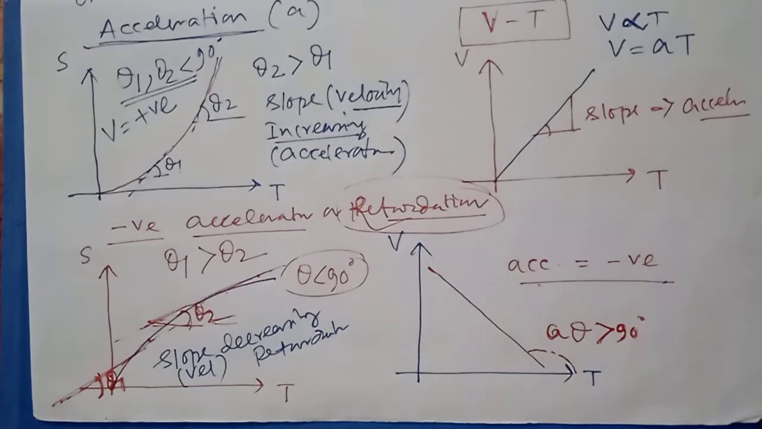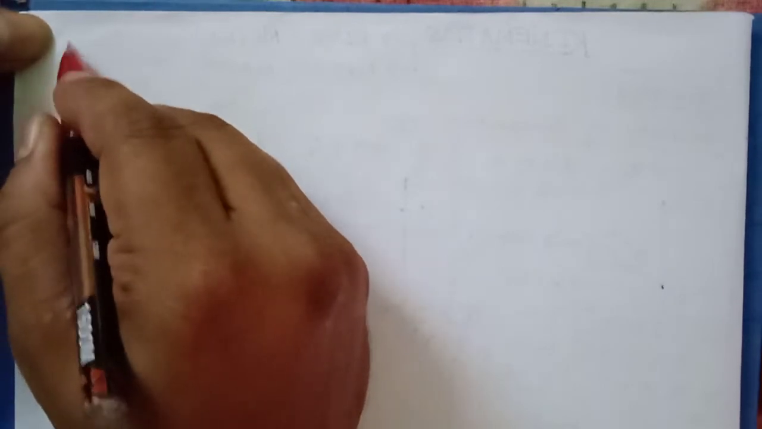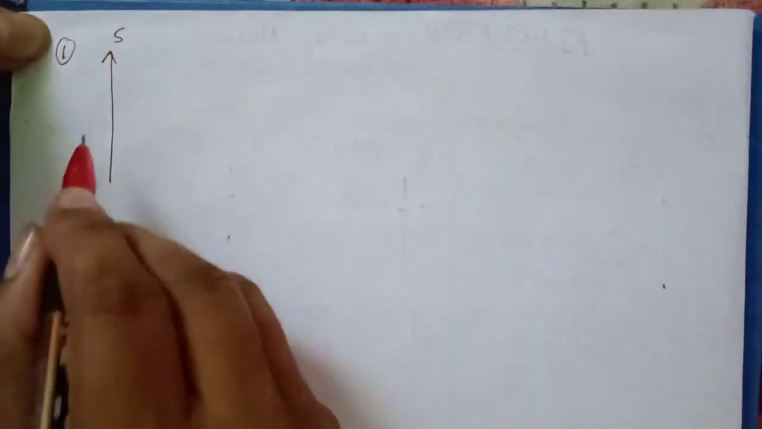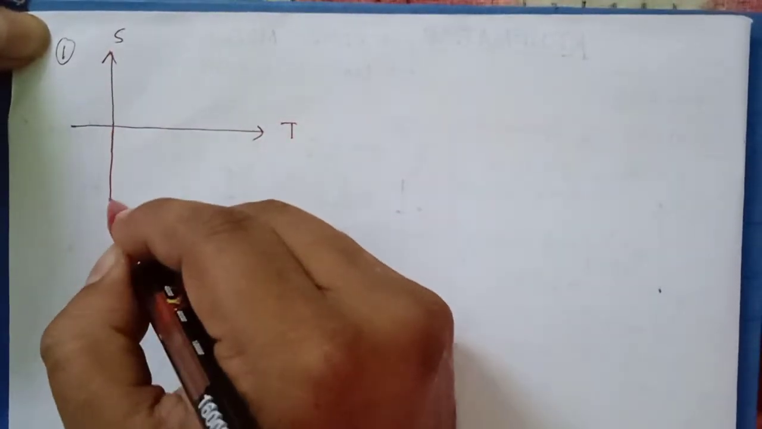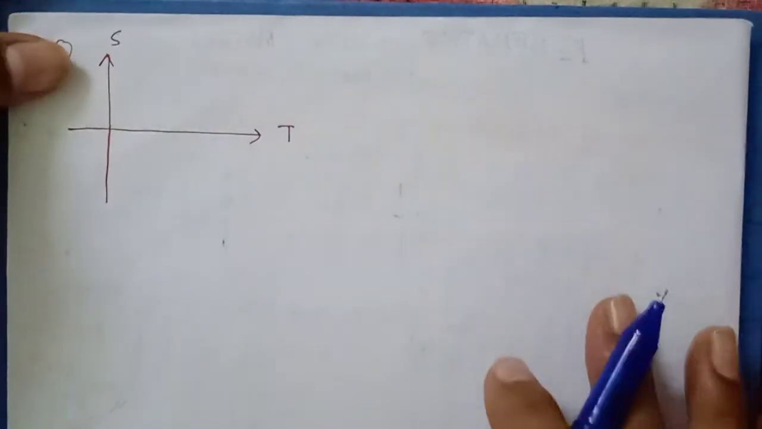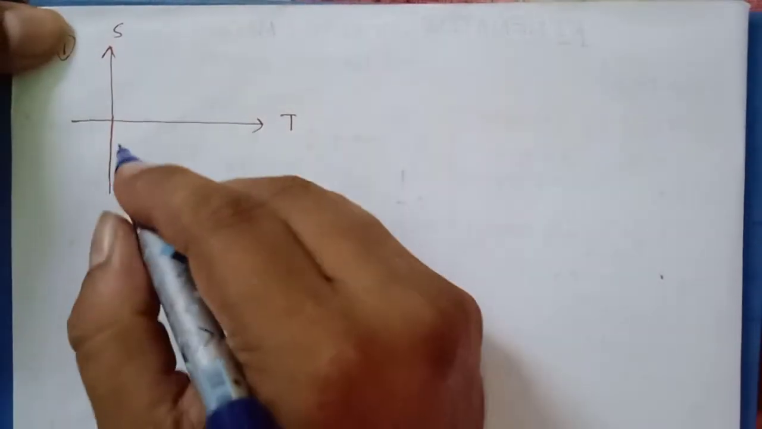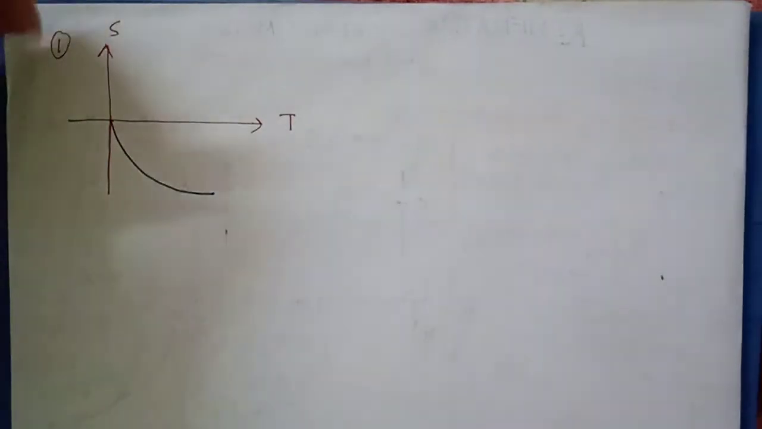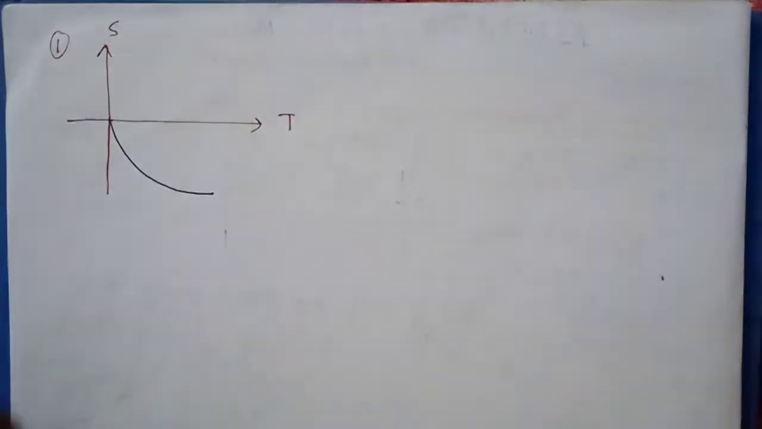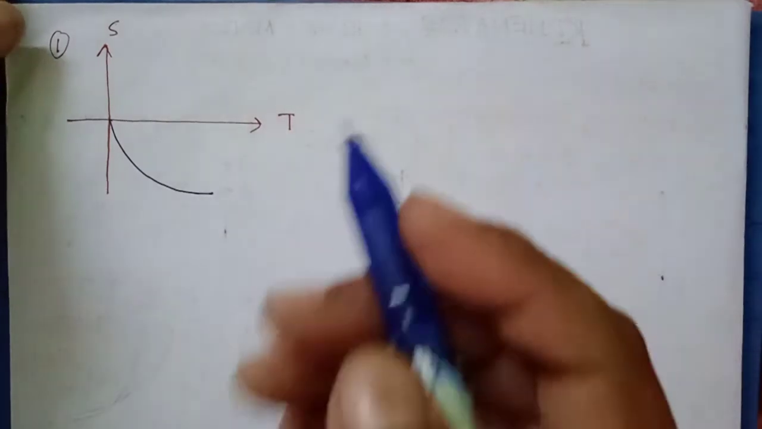Now, going through some problems related to graphs. Okay? Let's do it. Okay, students, suppose here an ST graph is given, and the graph is like this. This is the graph. Draw the corresponding VT graph.